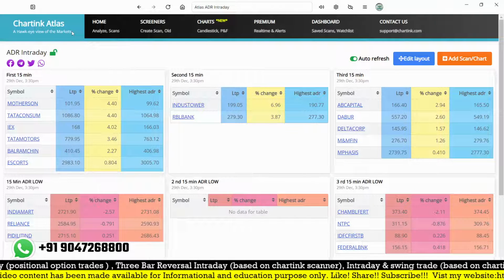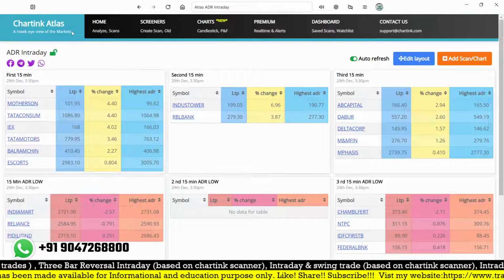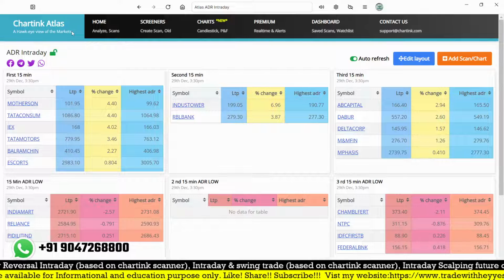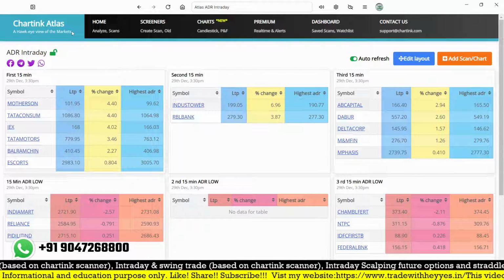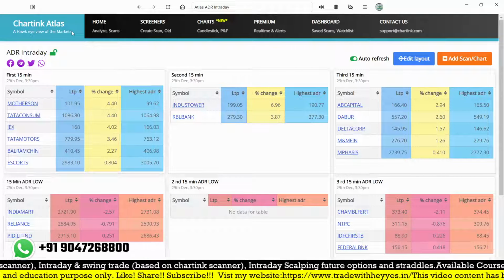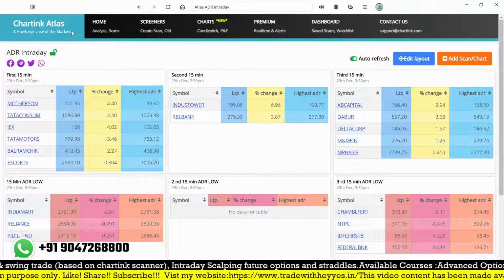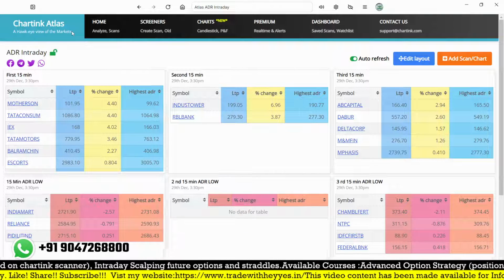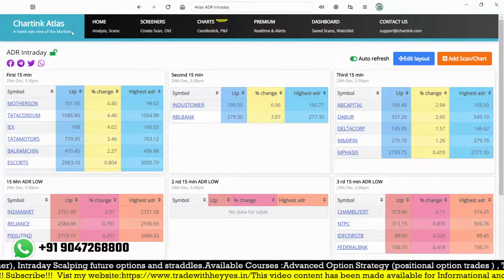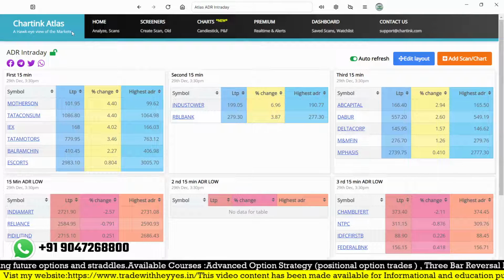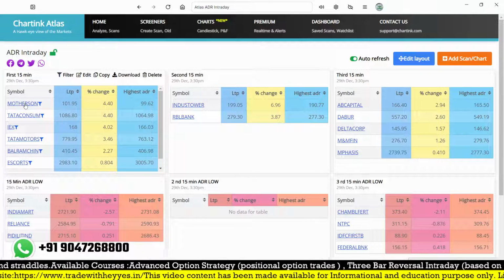You need to work on this thing, because yesterday one of my students who took Motherson Sumi in the first 15 minutes made some good profit. But another guy took IEX. Yesterday, when I was looking in the morning, IEX was the top. I will show you that. After that only Motherson Sumi was the top.